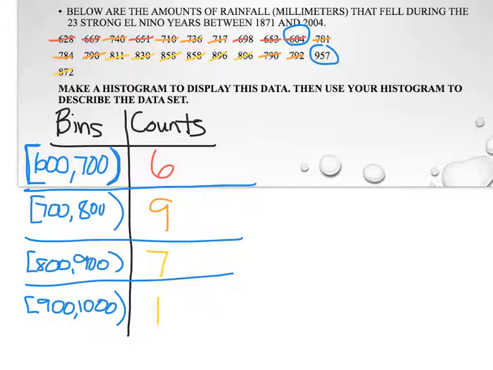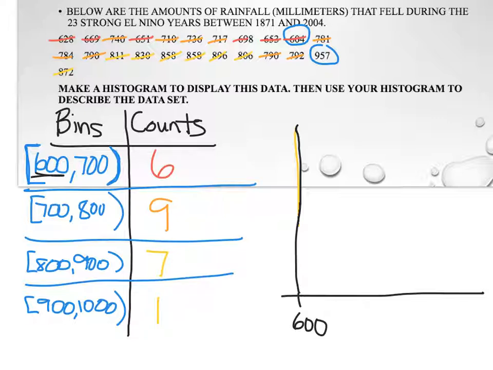Now that we have our frequency table, we can make our histogram. Our histogram will need an X and a Y. On the bottom, we're going to start at 600 because that's where our bin started. And we are going to count by 100s until we get to 1,000. So 700, 800, 900, 1,000. Alright, then on our y-axis, we're going to put our counts. And we should make sure we label these, so we'll put counts on our side.